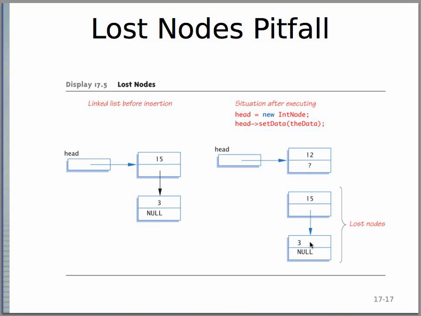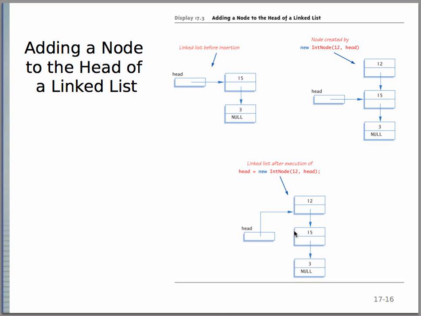You can lose nodes very easily. For example, let's say you had initially head pointing to this node with the 15 in it, which points to the node with the 3 in it. If you say head is equal to new int node, then you create a new node, and the link data member might be set to null, which means you've lost these old nodes, the 15 and the 3. Instead of doing that, you want to do it in 2 steps.